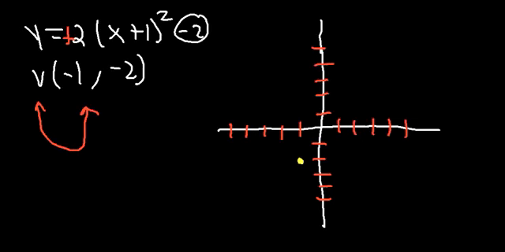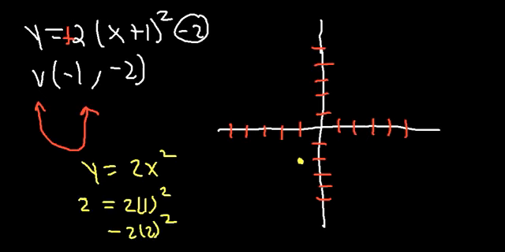Now, we won't be moving 1 to the right and up 1 because our parent function is y equals 2x squared. There's a 2 in front. So if you plug in 1 for x, you're going to get 2 for y. If you plug in 2 for x, you're going to get 8 for y. So as we move 1 to the right, it's not going to go up 1. It's going to go up 2 because it's going to be times 2.